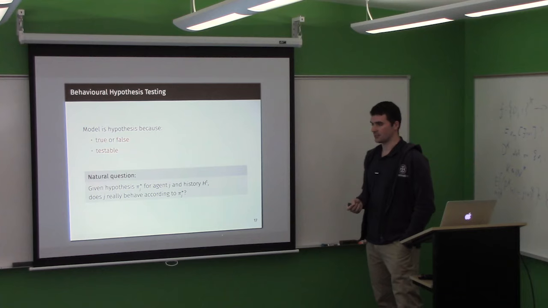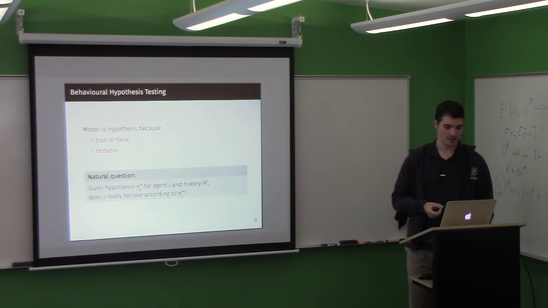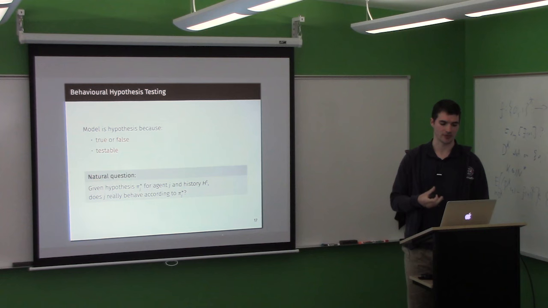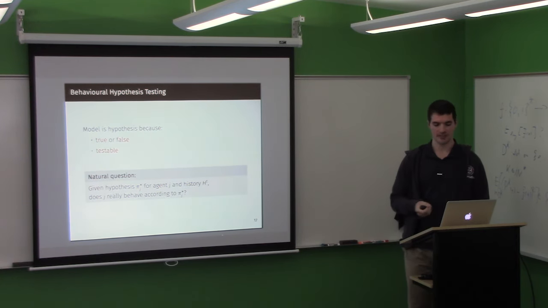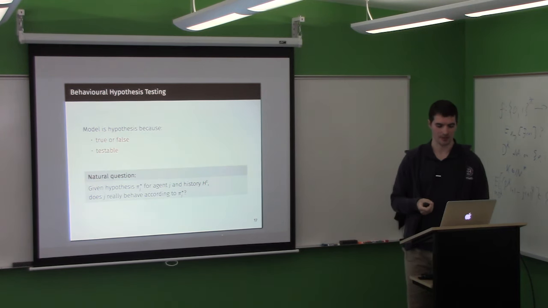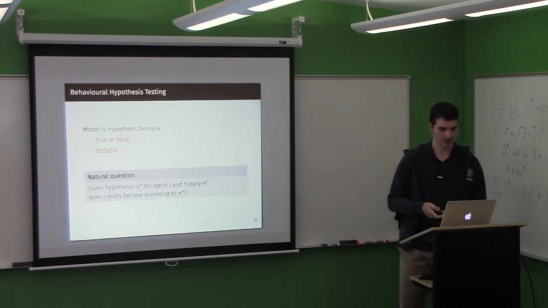Okay, let's make it more concrete. So the model is a hypothesis because it's either true or false, and because it's testable, importantly. This is the key definition of a hypothesis. And then the natural question that you can ask yourself is, well, if I interact with some agent J and I have a hypothesis for the behavior of that particular agent, and also given an interaction history, does that agent truly behave according to my hypothesis about the behavior? It's something that you can ask yourself and that an agent should probably ask itself as well.